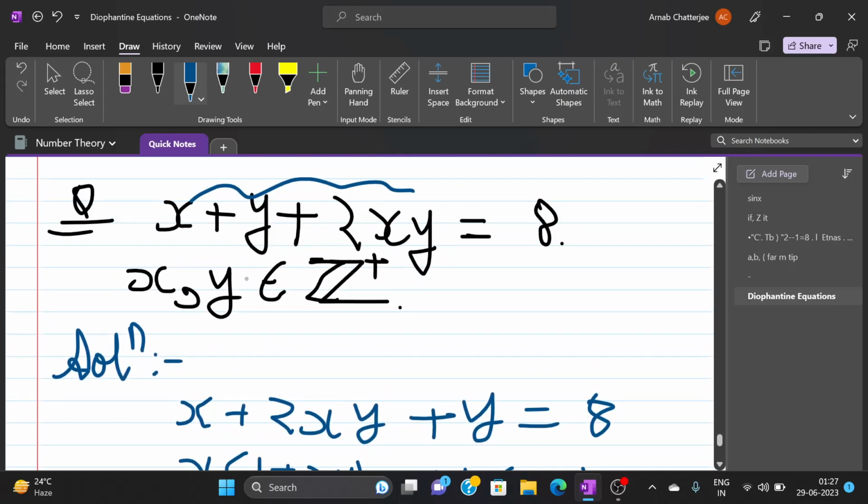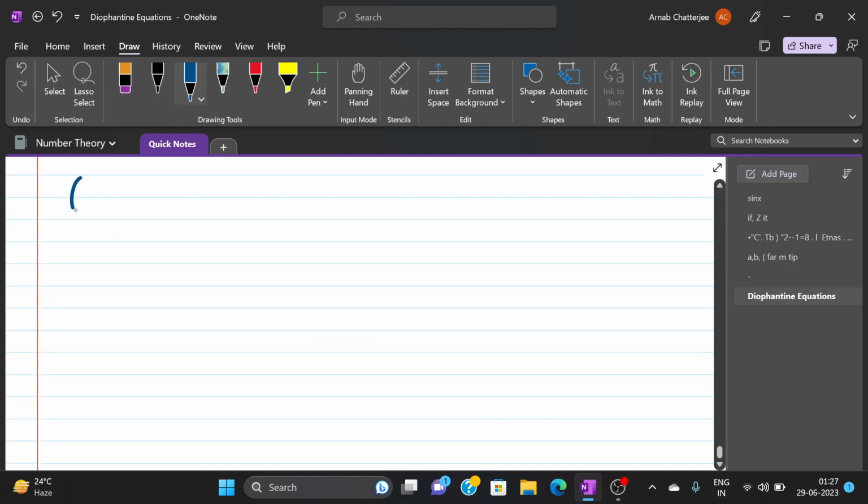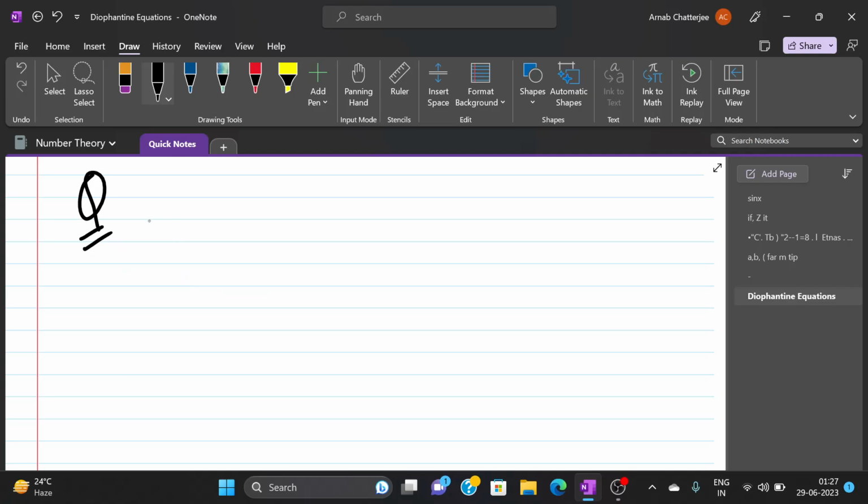Okay, so this is how this method works. Let us do one more question of this sort to make you comfortable with the technique. Okay, let's see this one. x plus y equal to xy, and x, y belong to positive integers.